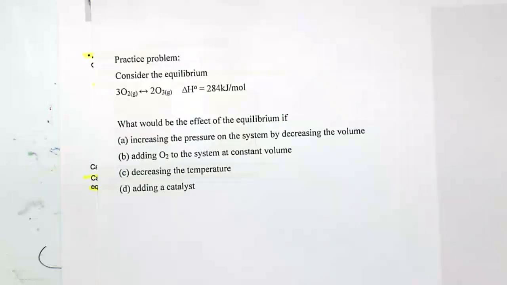I've not gone over it in lecture, but I will go over it in lecture. So you'll just get a little bit of head start in the lab.